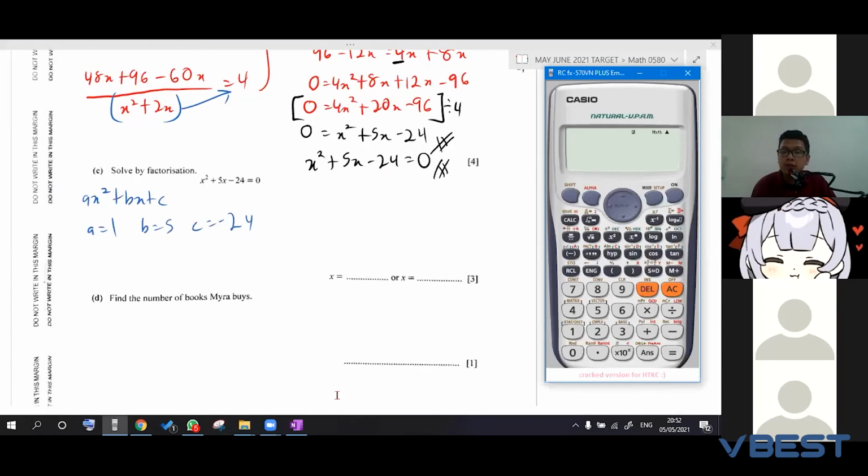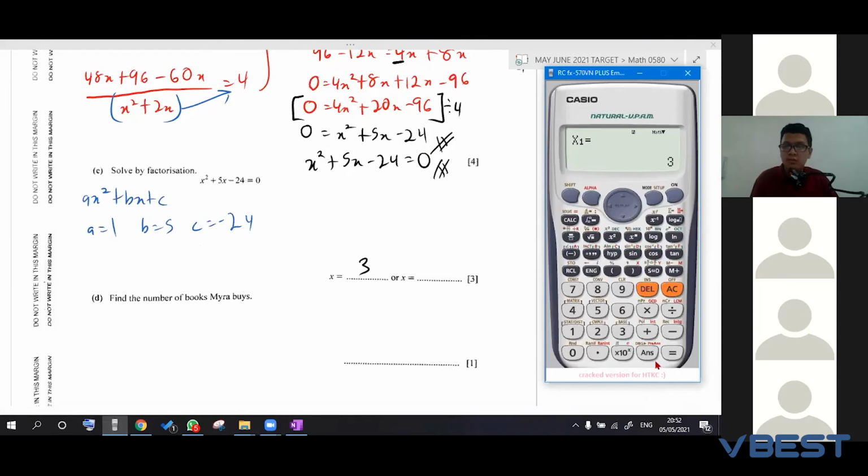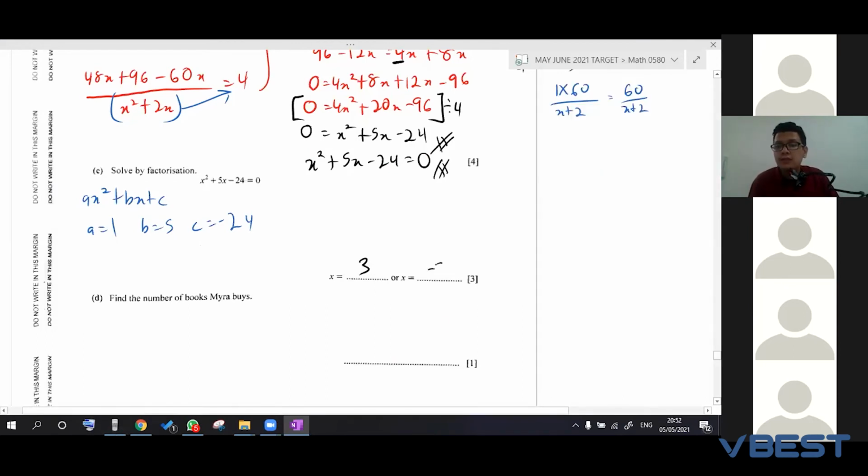Did I share that already? Yes, I shared that already. So 1, 5, and negative 24. Okay, what did you get here? x equal to 3, and another x here is supposed to be negative 8, I think, yeah, negative 8.